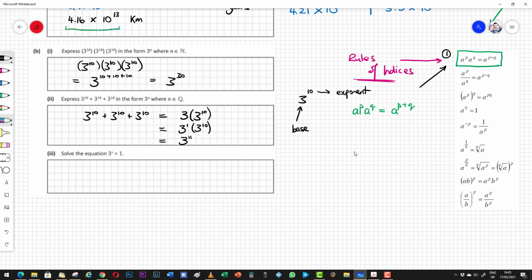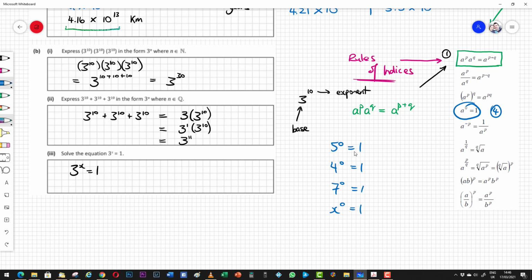Okay, the last question, we have 3 to the power of x equals 1. And the important thing with this question is to have a look at this rule here, rule number 4, which says that any number to the power of 0 is 1. So if I have 5 to the power of 0, that's 1. If I have 4 to the power of 0, that's 1. 7 to the power of 0 is 1. If I have a variable x to the power of 0, that's 1.